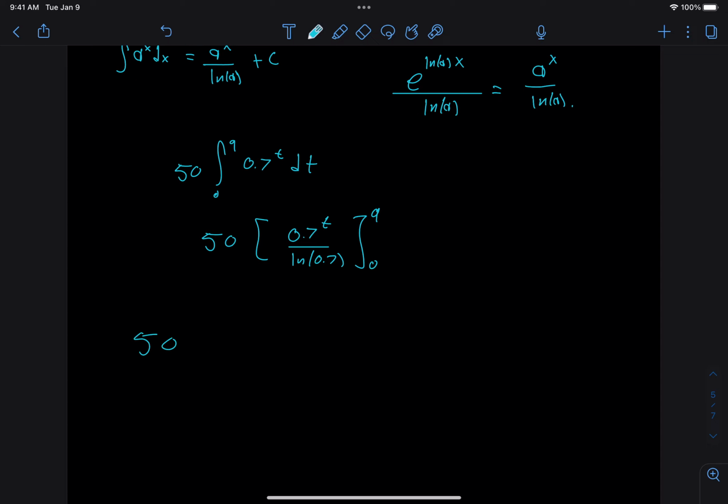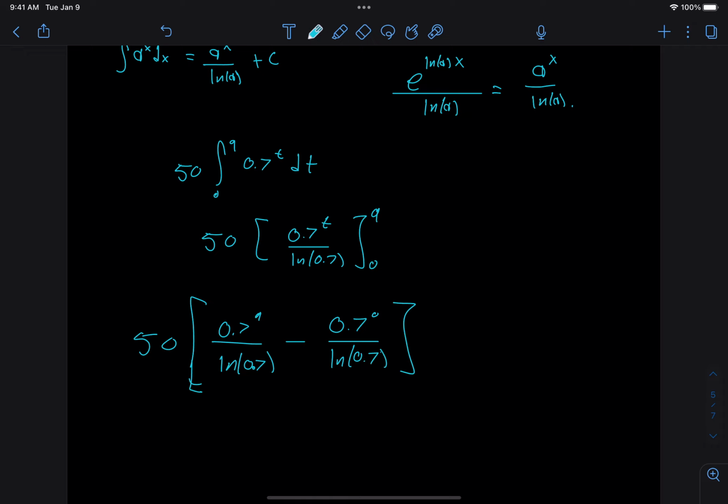So we get 50 times, and now I need to plug in first 0.7 to the 9 divided by ln of 0.7, and then we need to subtract from this 0.7 to the 0 divided by ln of 0.7, and if we evaluate this correctly, this should get us the correct answer.